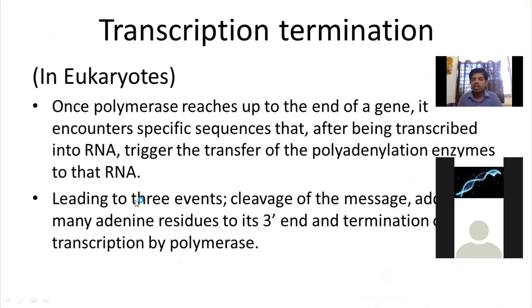Then this leads to three events. When there is a termination of the transcription, at that time three events will occur. First, cleavage of the message, that is the RNA, so the RNA will cleave from the RNA polymerase. Second is polyadenylation, so many adenine residues will be added, near about 200 adenine residues, by the enzyme poly A polymerase. And the third one is transcription termination, so the RNA polymerase will also leave from that site, from the terminator sequences. So in this way, this was the termination of the transcription.